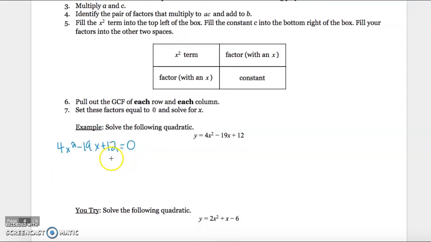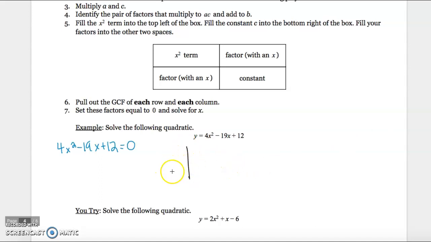Now I'm going to utilize my table that we've seen previously to figure out what multiplies to my AC value and adds to my B value. So here, A is 4, C is 12, so 4 times 12 is 48. And then my B value is right in the middle there, negative 19. So I'm figuring out what multiplies to 48 and adds to negative 19. That might take a little bit of work, but I just happen to know that negative 3 and negative 16 do that. So those are going to be those factors.